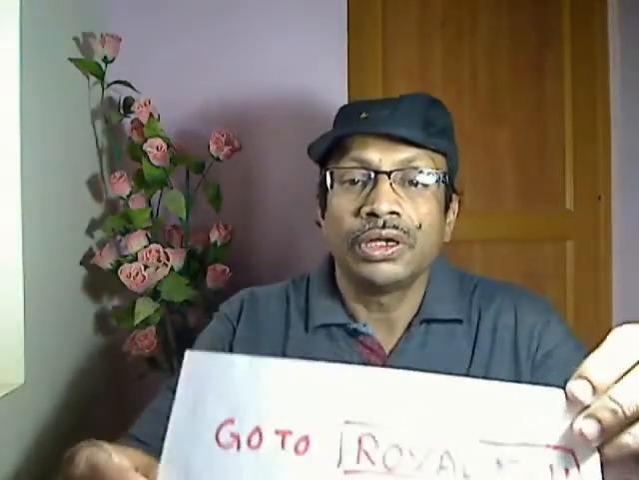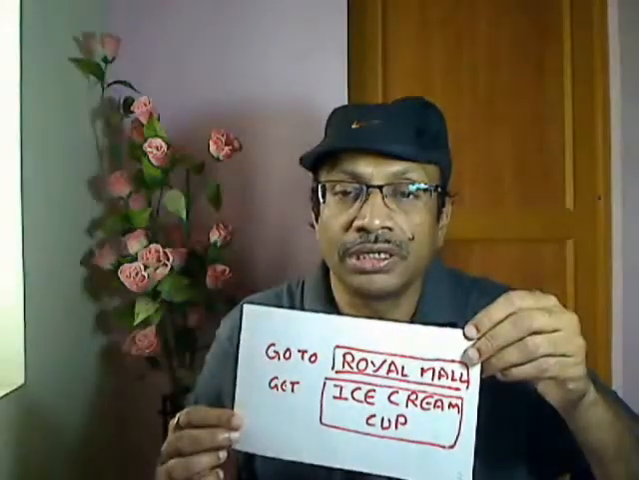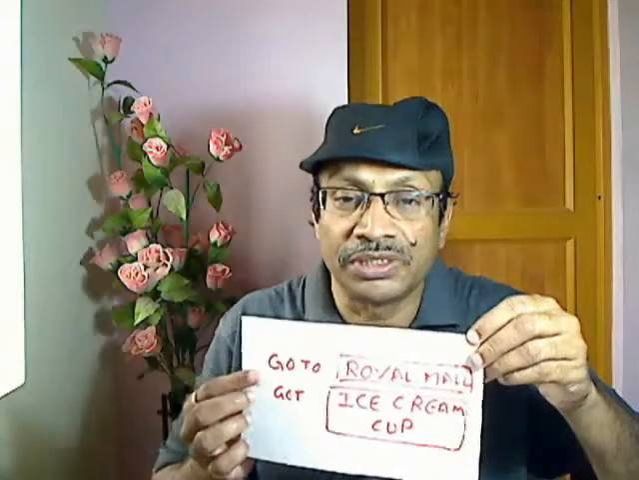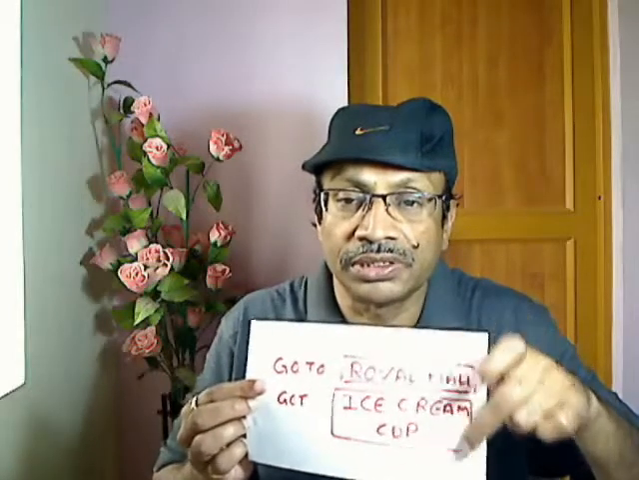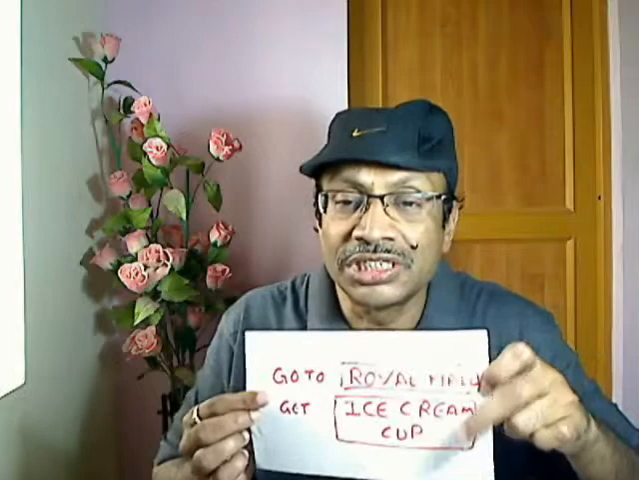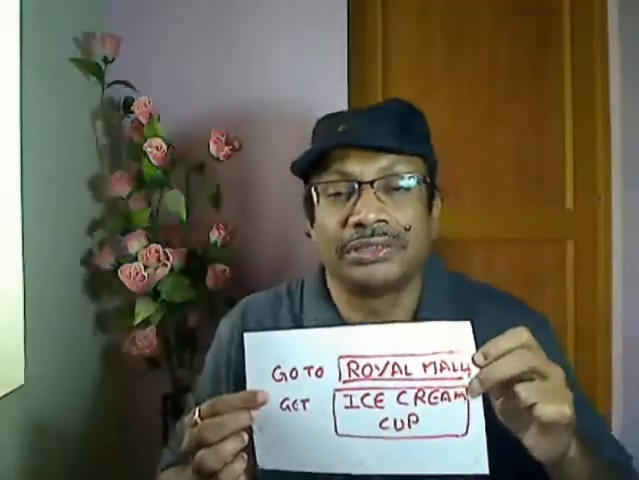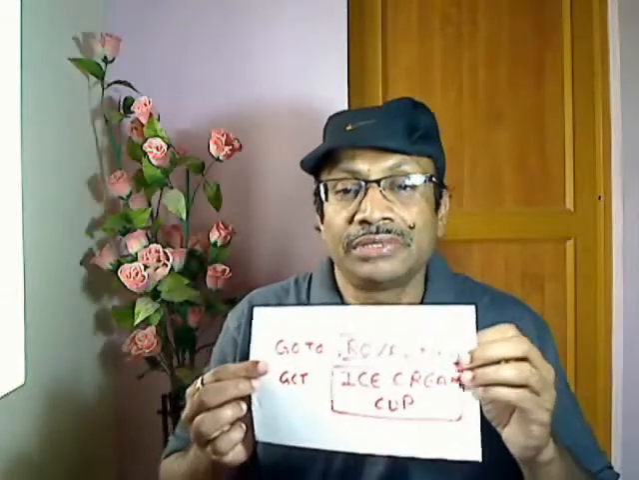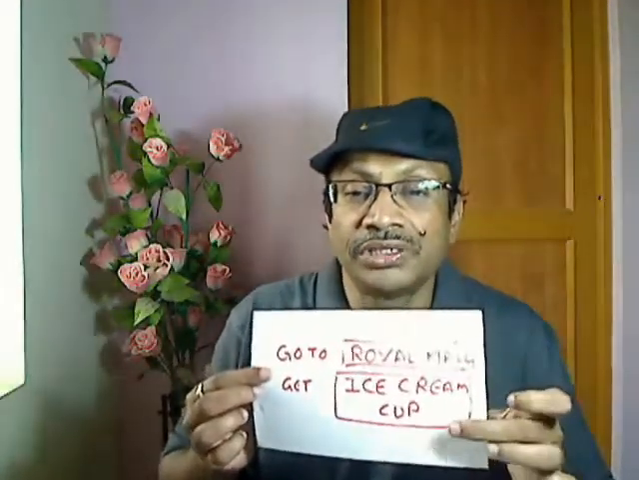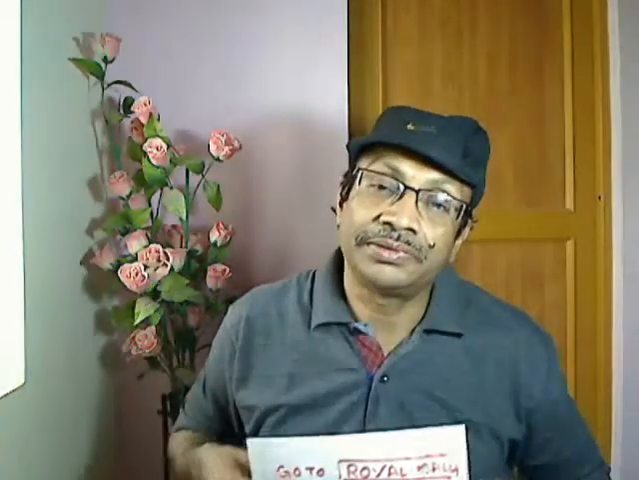Go to the Royal Mall and get me the ice cream cup. There are two pictures. One picture is the Royal Mall, another picture is the ice cream cup. The child records these pictures. Photographic memory is nothing but pictorial memory. Sometimes whatever picture is stored in their mind, that only they will pick up.